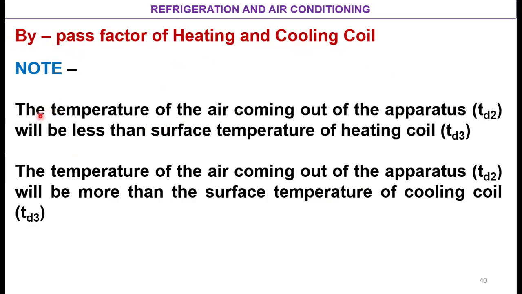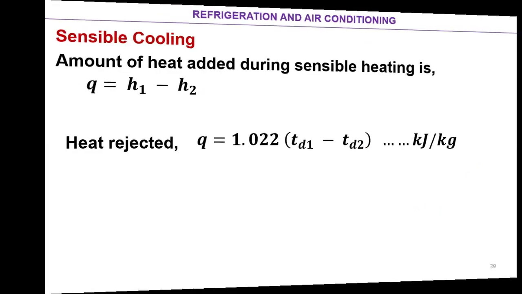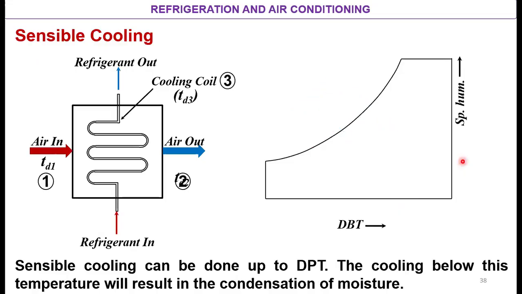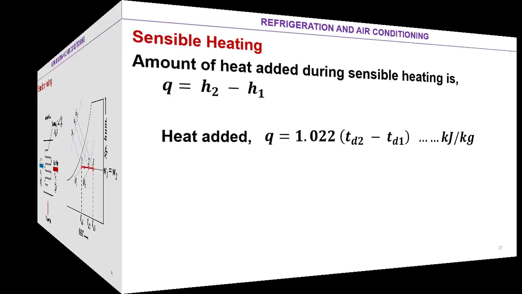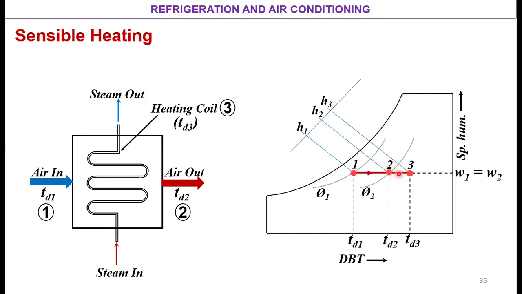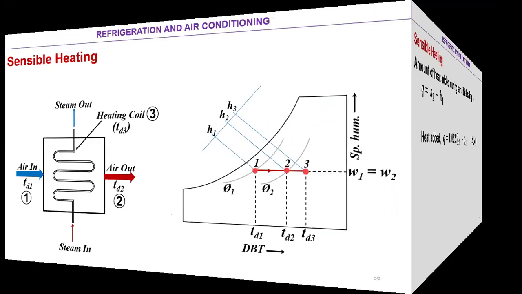In the two processes that we have seen, it is observed that the temperature of air coming out of the apparatus will be less than the surface temperature of the heating coil. It means that TD2 is less than TD3. If it is a heating process, this is your TD2 and this is your TD3. So in the heating process, the temperature at point 2 is less than the temperature at point 3.